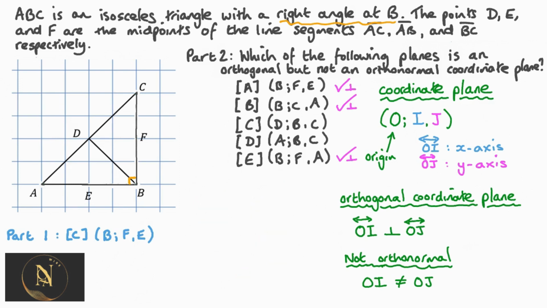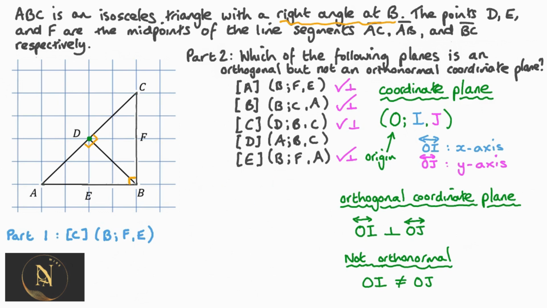Now option C has D as the origin, and since our triangle ABC is isosceles, the point D is the perpendicular bisector of AC. And this means that our axes DB and DC are indeed perpendicular. So the axes for option C are perpendicular.